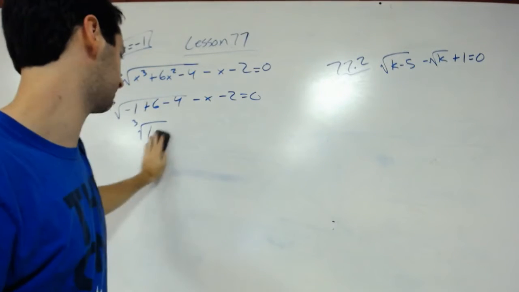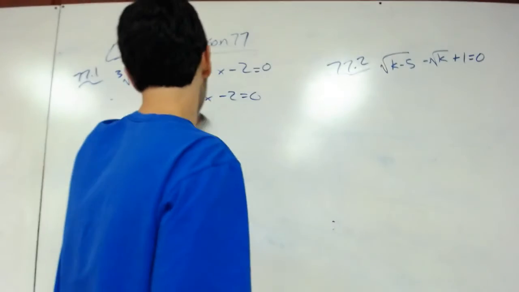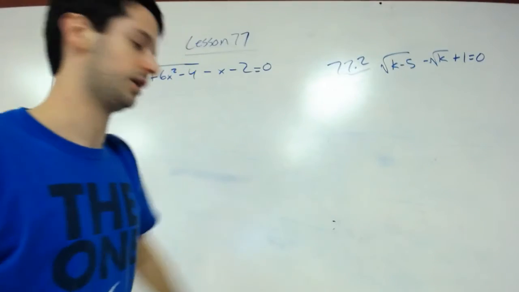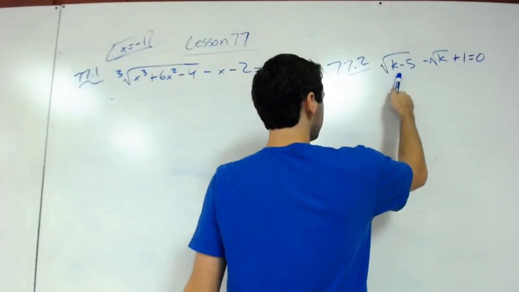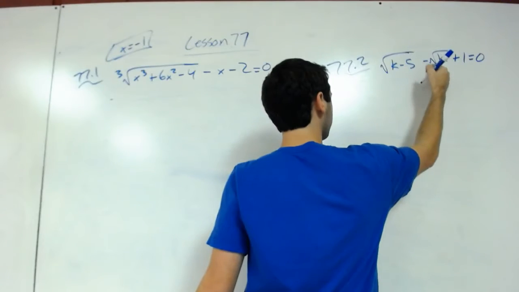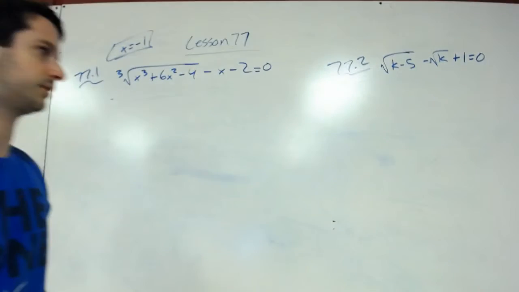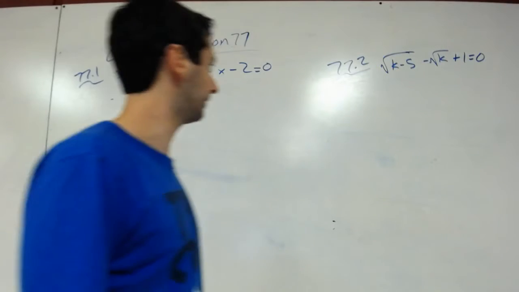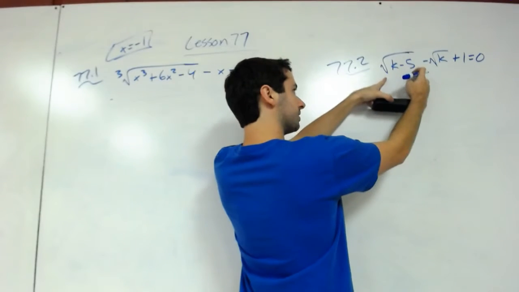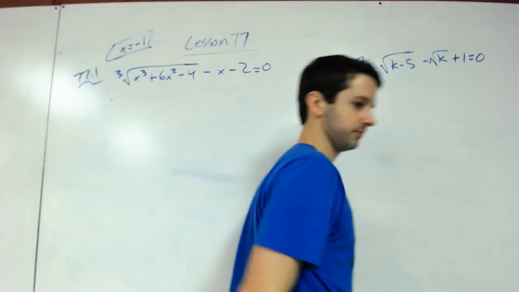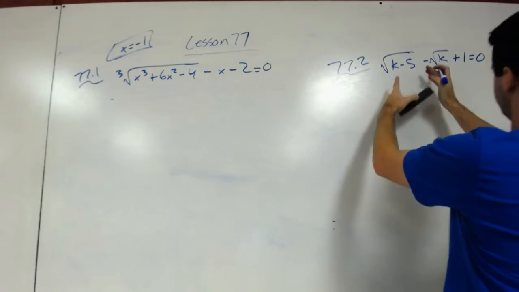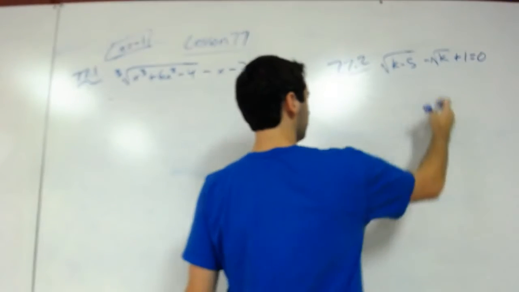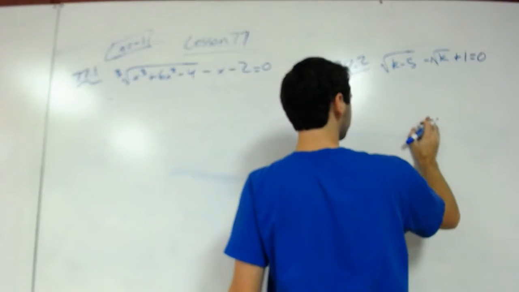And that's how you do those. All right, they are definitely tedious, but let's move on to equations with multiple radical signs in them. 77.2: square root of k minus 5 minus square root of k plus 1 equals 0. On these, once again, you've got to get one radical on its own here. So we add the square root of k plus 1 and subtract nothing else.